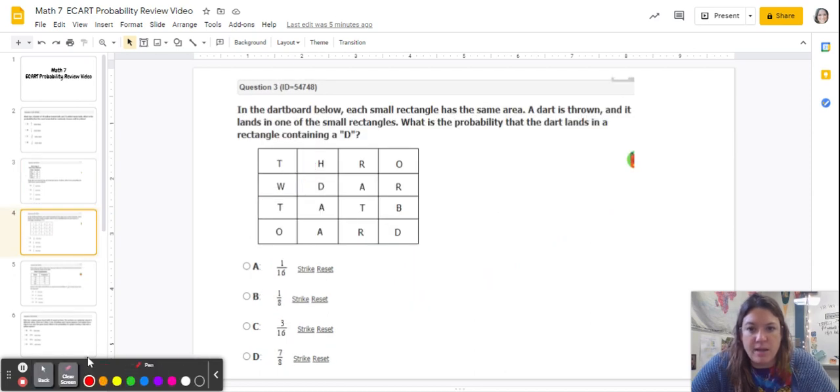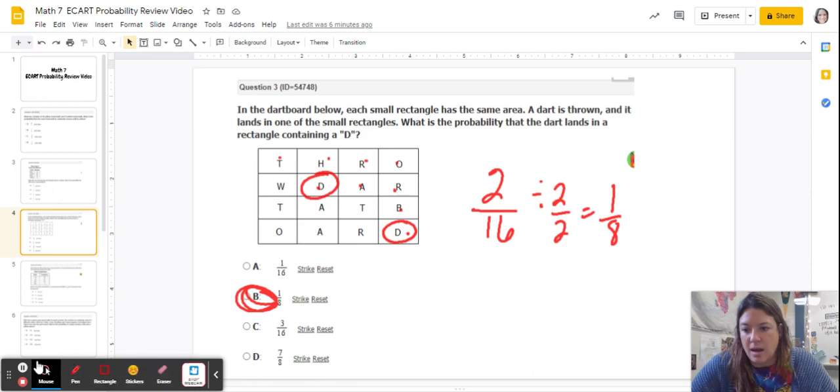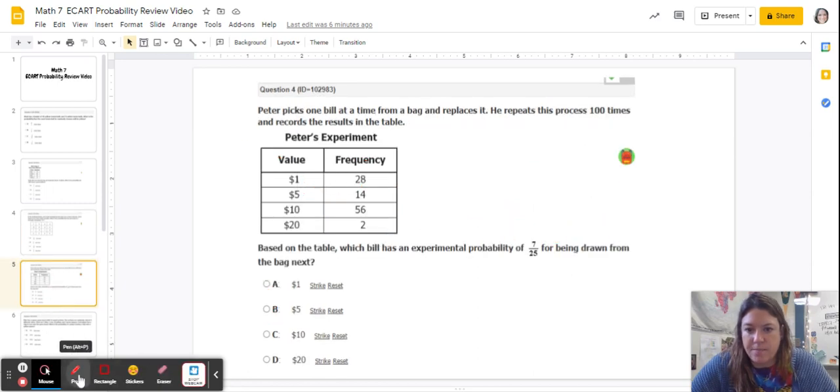All right, question number 3. In the dartboard below, each small rectangle has the same area. A dart is thrown and it lands in one of the small rectangles. What's the probability it will land in a D? So I'm going to find all of my D's first, which looks like there's only 2. And then that's out of the total number of spaces. So 1, 2, 3, 4, 5, 6, 7, 8, 12, 16. And then I can simplify and I get 1/8. Okay, so 2 out of 16.